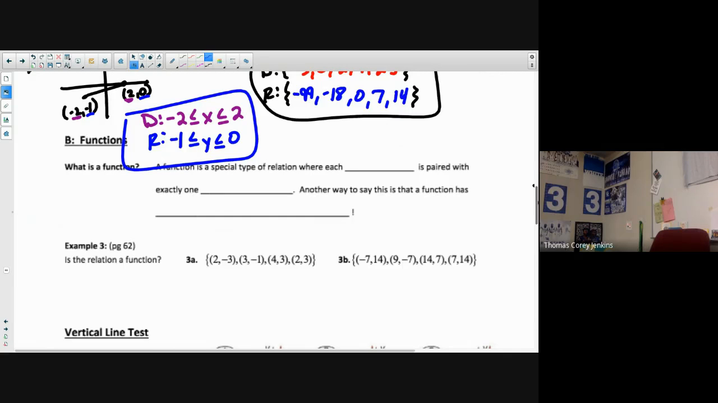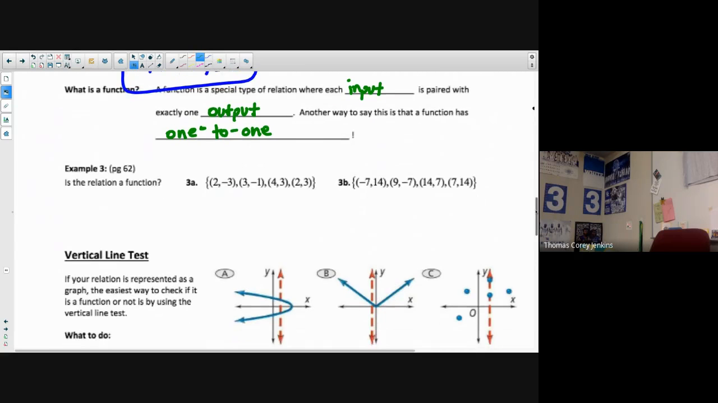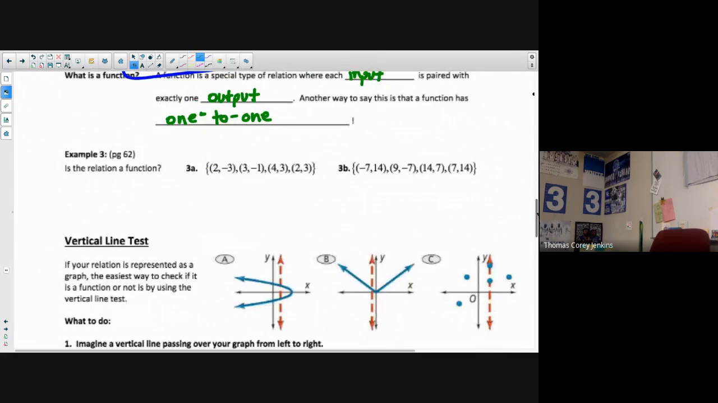So what is a function? A function is a special type of relation where each blank is paired with exactly one. So before I get ahead of myself, it's where each input is paired with exactly one output. Another way to say this is that a function has a one-to-one... All right, so the question now, for the rest of these, is: is this a function?